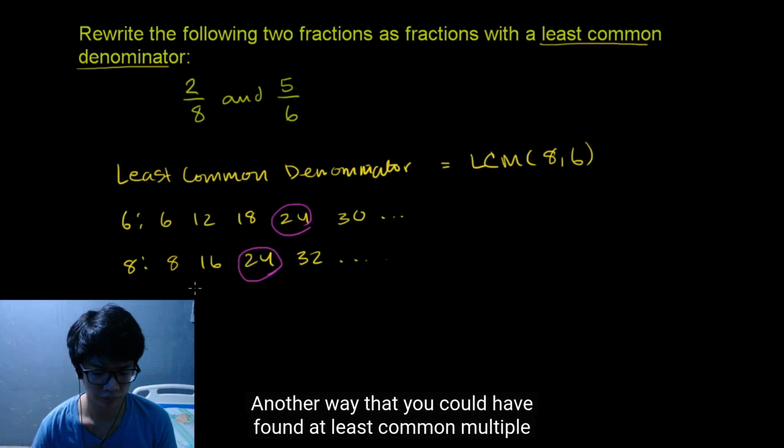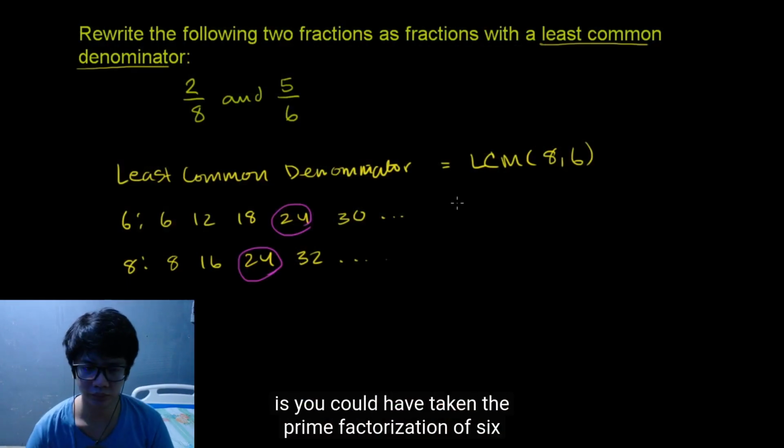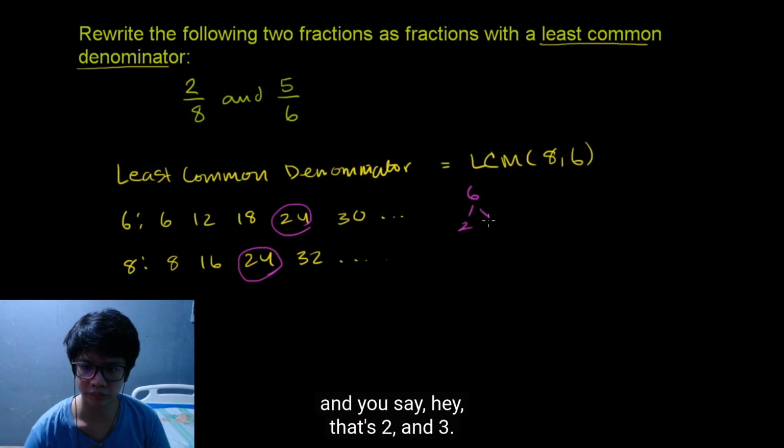24. Another way that you could have found that least common multiple is you could have taken the prime factorization of 6. You say, hey, that's 2 and 3.